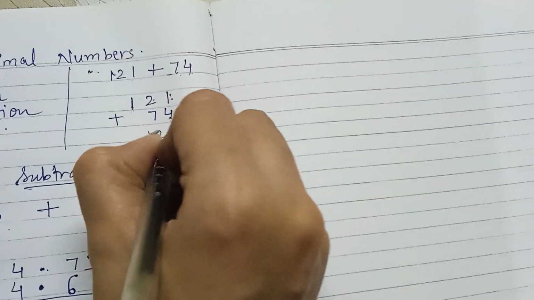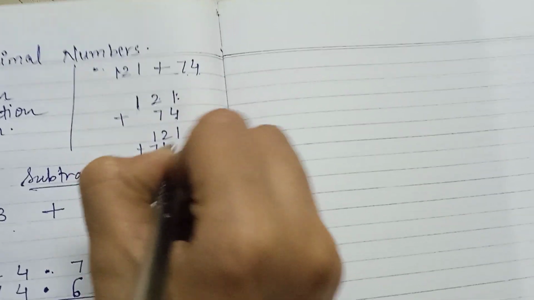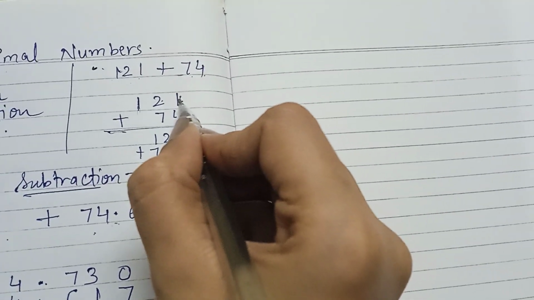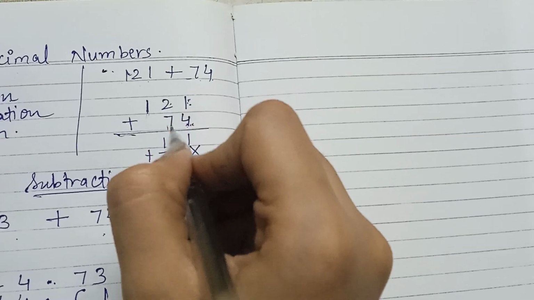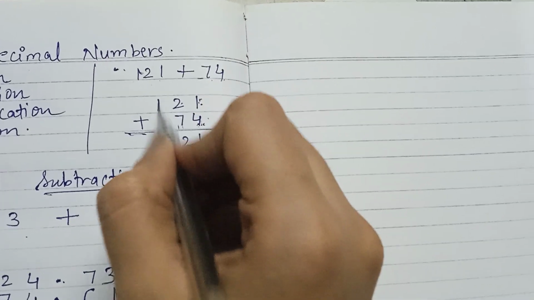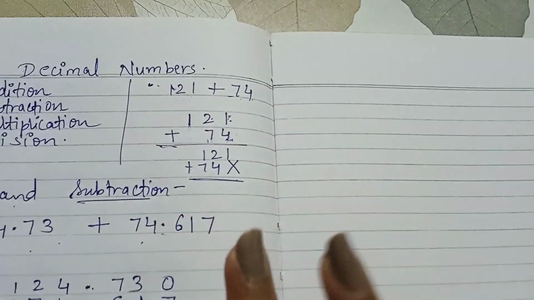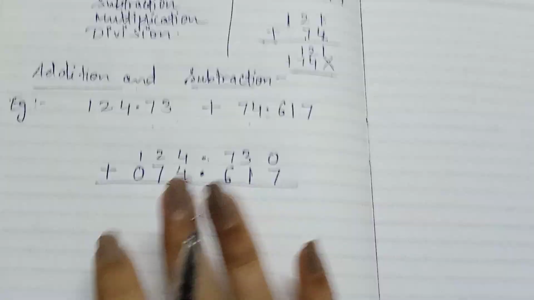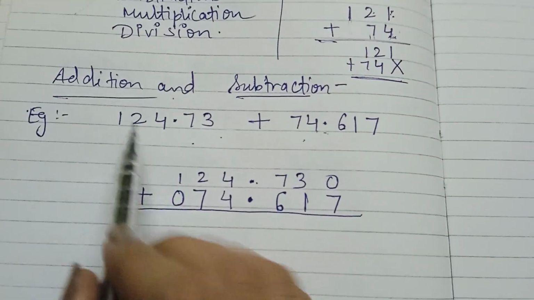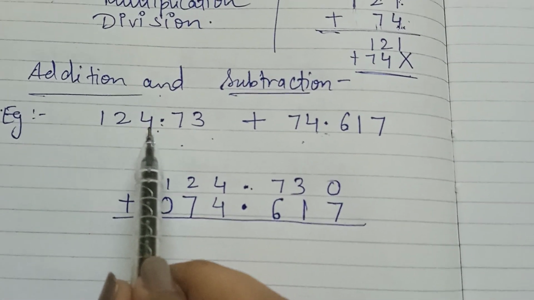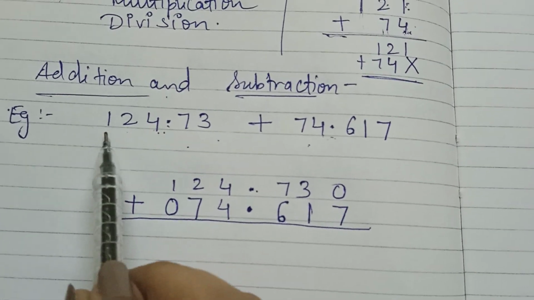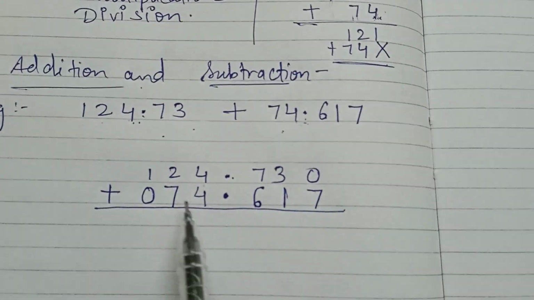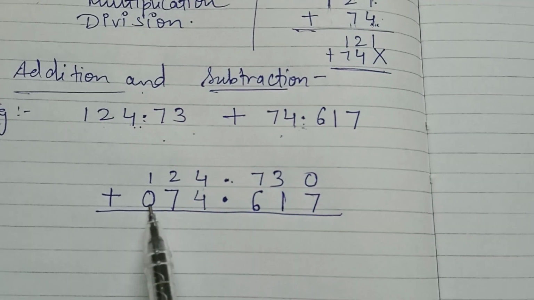We never write 121 plus 74 like this. We always write the digits in the units place properly, and then we do the operation, be it addition or subtraction. The same logic we are using over here. Now if you see before the decimal, this is units, tens, and hundreds. Units, tens, hundreds. In the same way in the second number, units, tens, hundreds.